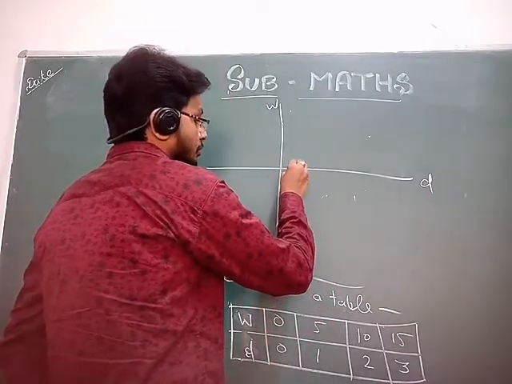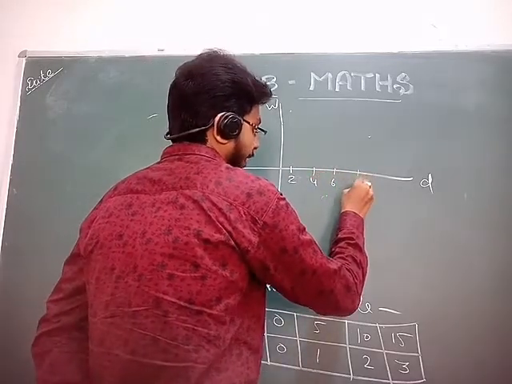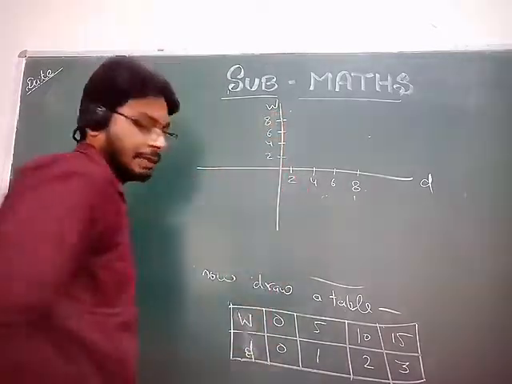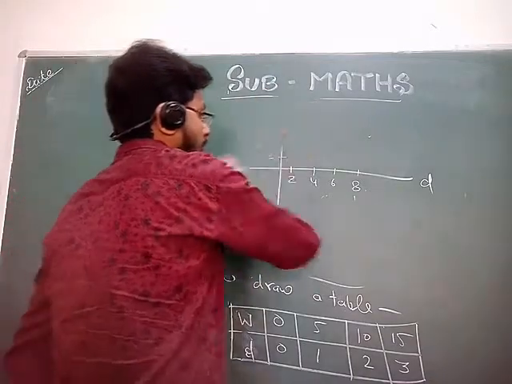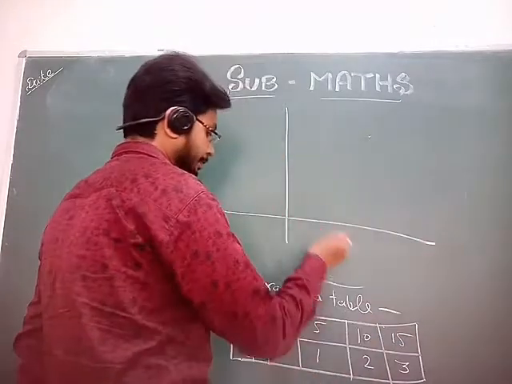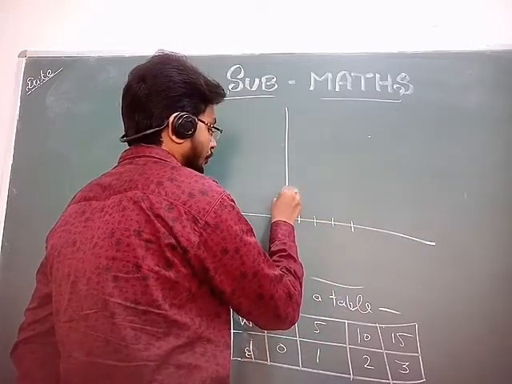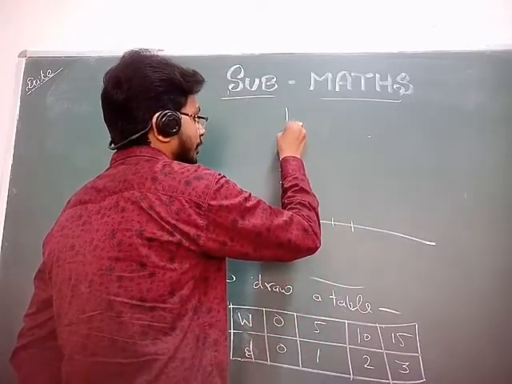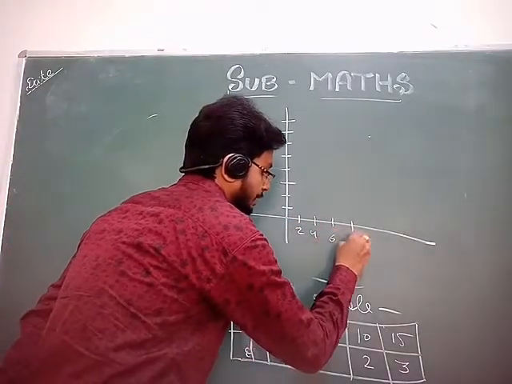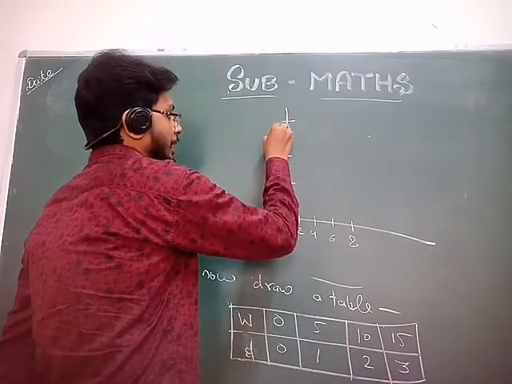So that will be 2, 4, 6, 8. Again 2, 4, 6, 8. And I think it goes up to 15. इसको हम लोग इस फॉर्म में लेते हैं. 2, 4, 6, 8 and 2, 4, 6, 8, 10, 12, 14 and 16.